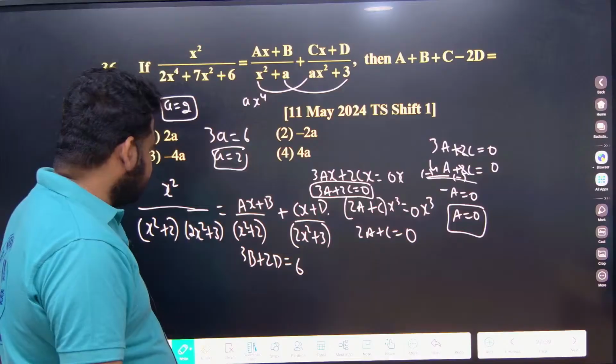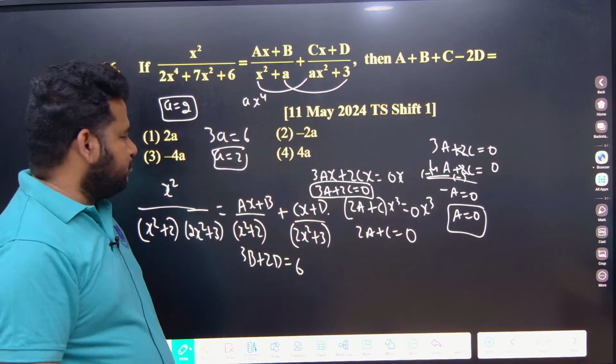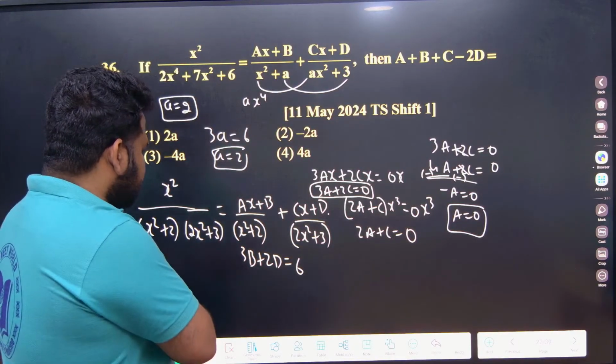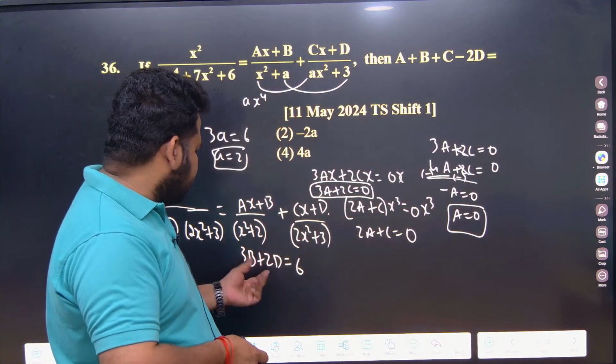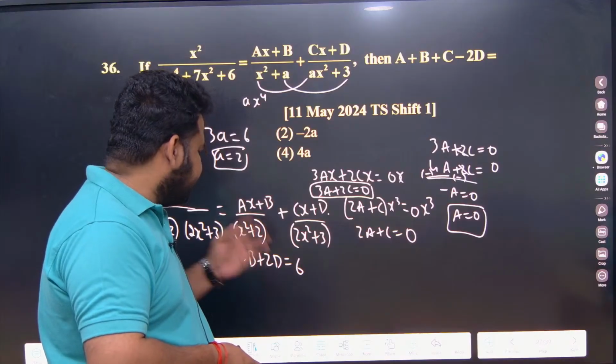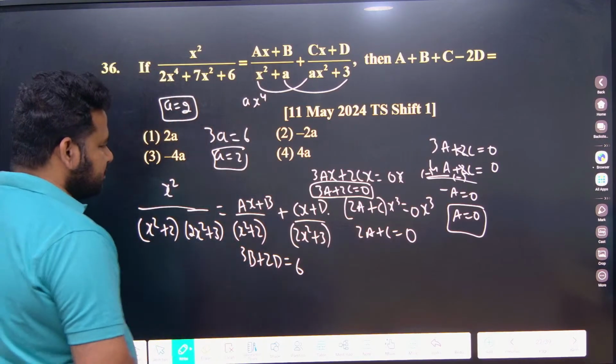Further, if you don't get anything, put x value equal to 0 and find out. Otherwise, see here we have 3b plus 2d is equal to 6. So I need another equation in terms of b and d.